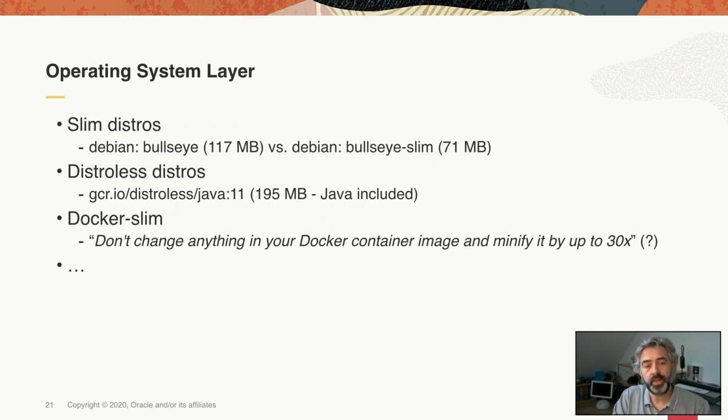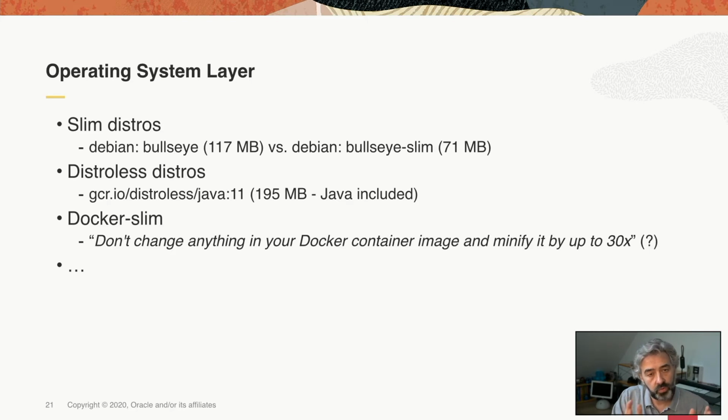Now, if we look at the operating system layer, what can we do? Well, the basic idea is to use an operating system layer that is lightweight. Most distributions have two variants: one that is the complete one with all the bells and whistles, and most of the time there is also an equivalent which is slimmer. Now, one piece of advice: it's not because there is slim in the name of a Linux distribution that it's lightweight. You should really look at the size.